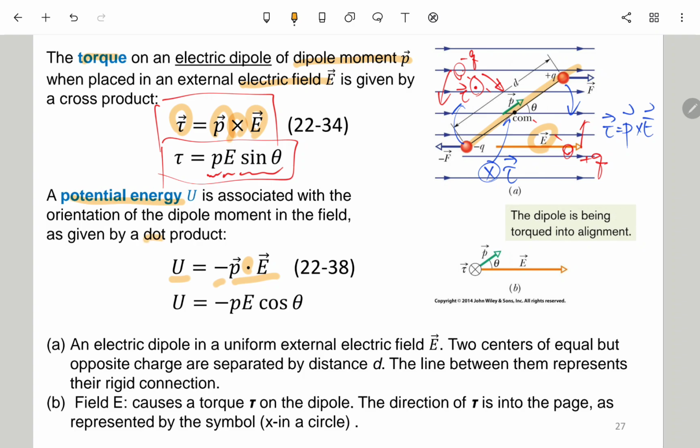Okay, so we have a negative p dot E, and actually the value will be p times E times the cosine of theta. Theta is also the angle between these vectors.